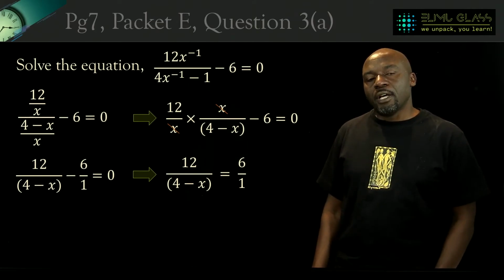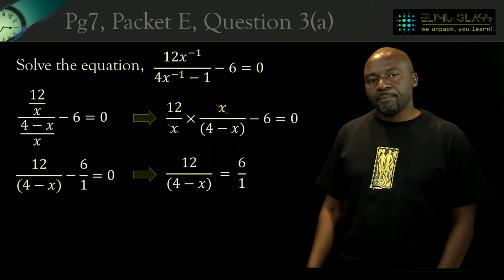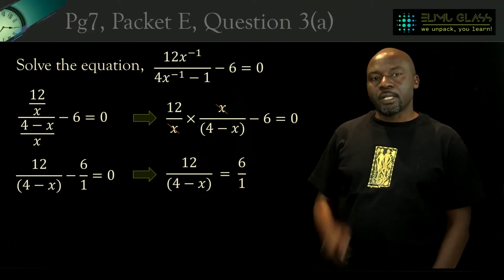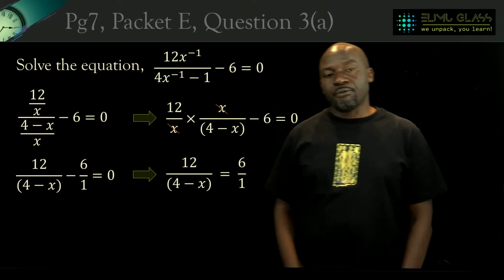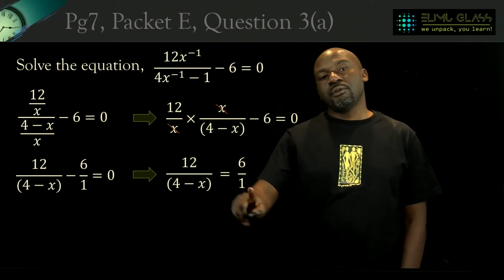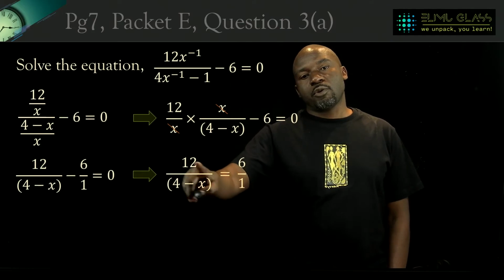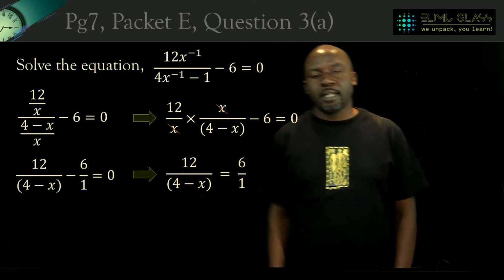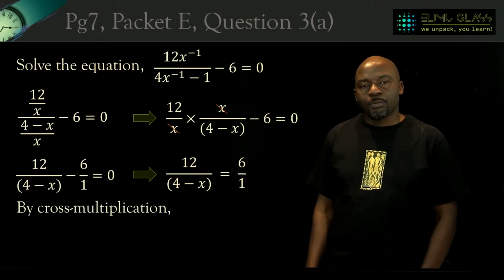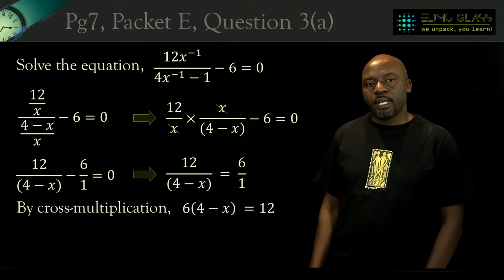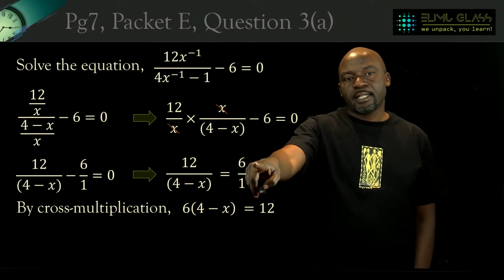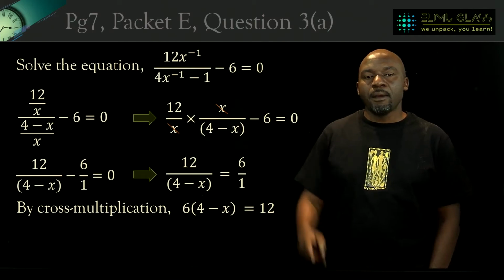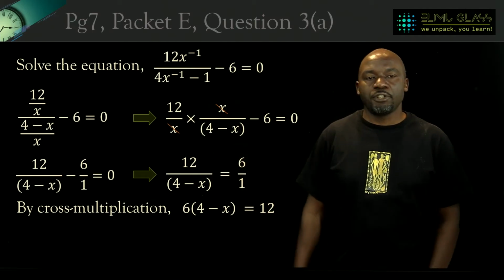Okay, video number 01, or part 1 of the series on fractions. Please look at that. We've looked at the idea of cross multiplication. So here all we have to do is cross multiply. 12 times 1 must be equal to 6 times this bracket, like this. So by cross multiplication, we're going to end up with 6 times 4 minus x into bracket must be equal to 1 times 12, which is just 12.